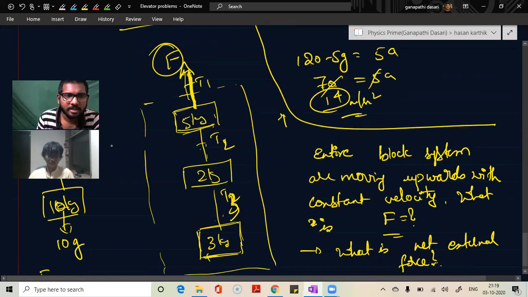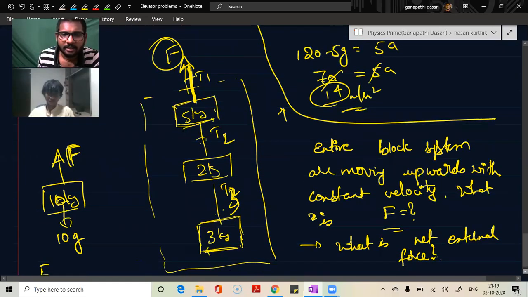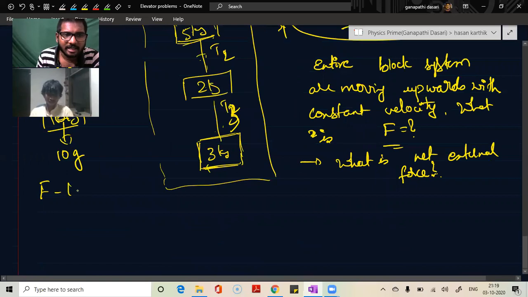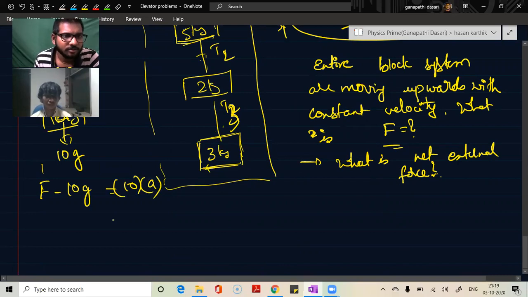Similarly, here you see, F minus 10G, or otherwise T minus 10G, is equal to 10 into A, or not? What is the acceleration here? You tell me for the system. Constant, sir. Acceleration is constant.